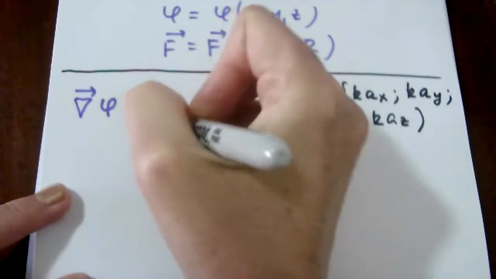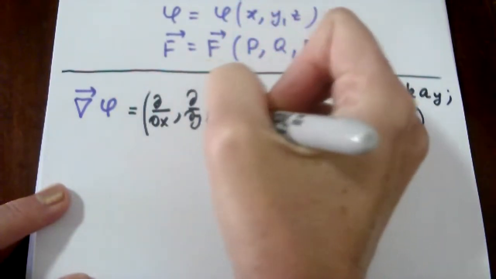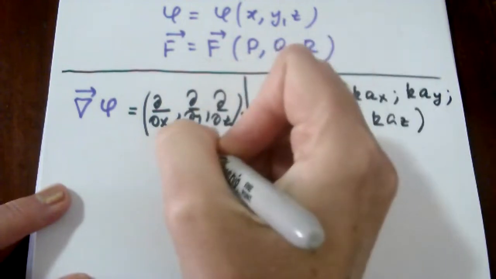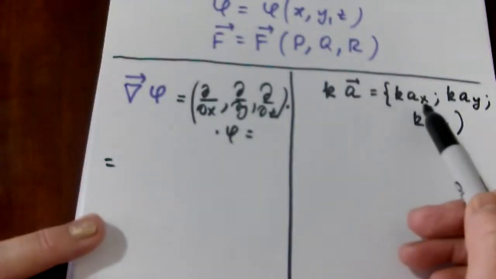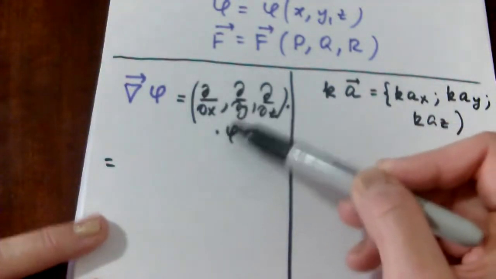Again, d over dx, d over dy, and d over dz. I'm running out of space. And times 5, times this scalar 5. How do you perform this operation? Look at the right column. You need to multiply every component of this vector by phi.